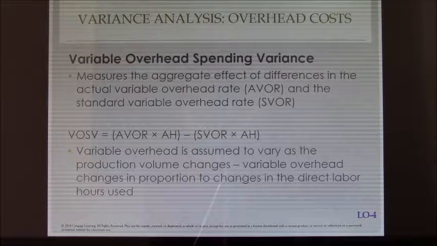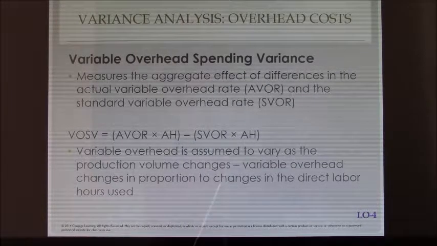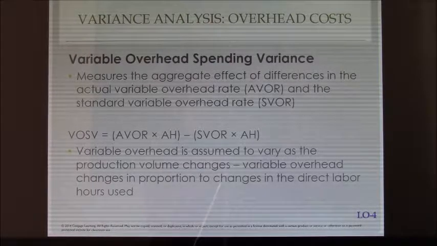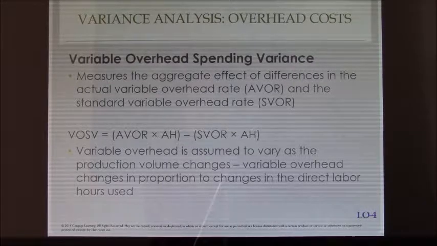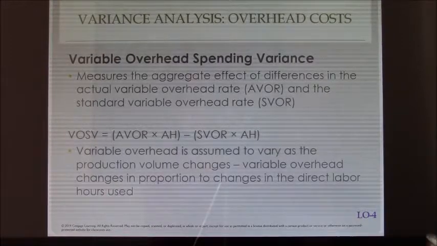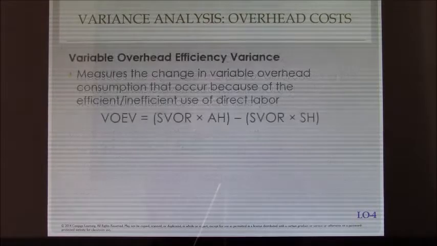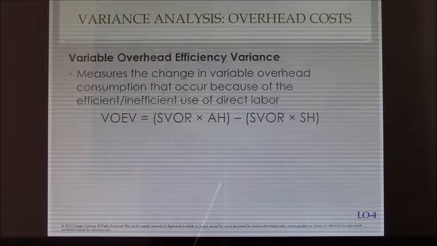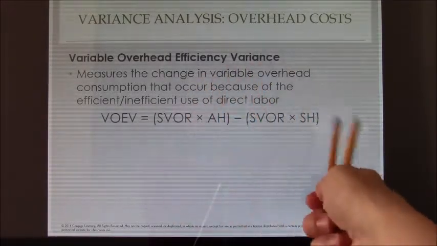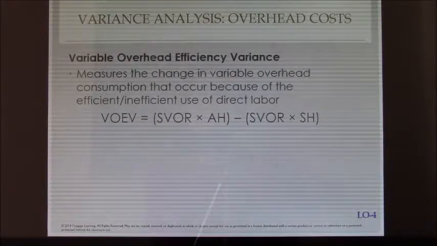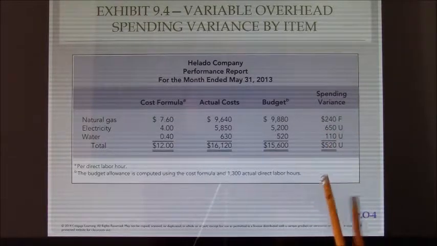All right, so the variable overhead spending variance does indeed have a formula, right? Actual variable rate times actual hours, minus standard variable rate times actual hours. So that's going to give us the spending variance, right? Because we've stripped out the hours. They're the same for both. Efficiency variance, right? Strips out the rate and looks at the difference between the hours.